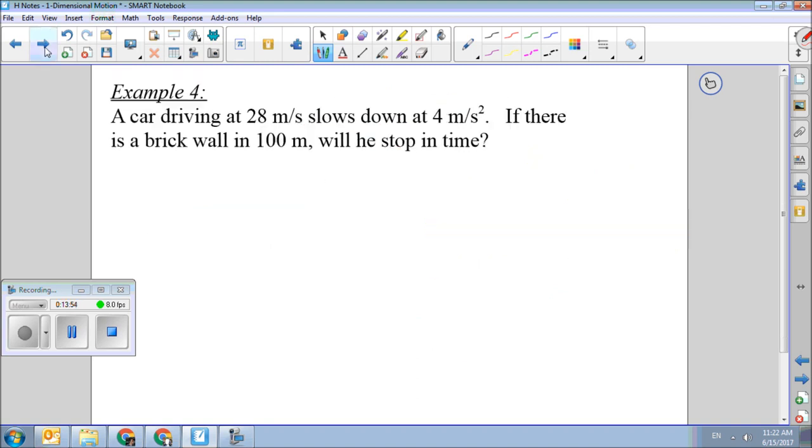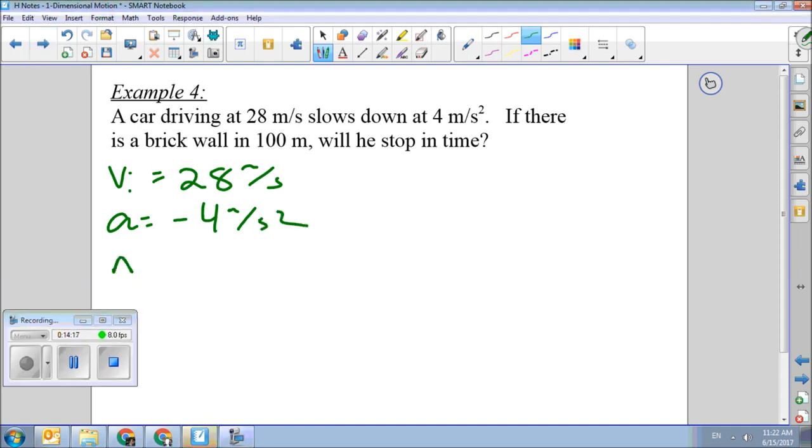Next example. A car driving at 28 meters a second slows down at 4 meters a second squared. If there's a brick wall in 100 meters, will he stop in time? So be careful here. Let's write down what we know. A car driving at 28 meters a second, that's the starting velocity. He's going to, again, slow down, so our acceleration is negative 4 meters a second squared. And people always make this mistake of going, oh, my displacement's 100 meters. But no, it's not. The 100 meters represents how far the car has to drive before it stops.